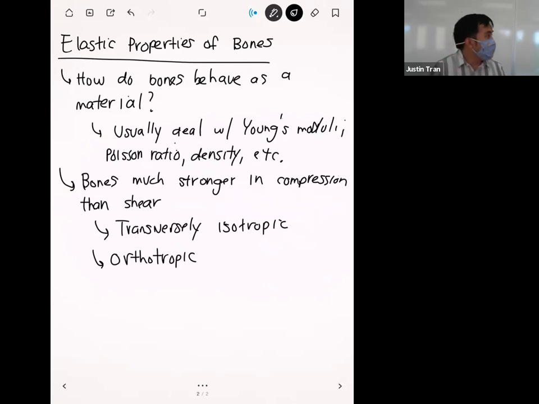Okay. And so orthotropic is the one that I want to focus on because this is one that's often used in mechanical engineering. An orthotropic material model is often used to describe the material properties of wood.